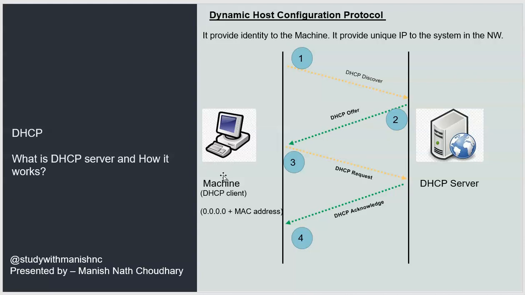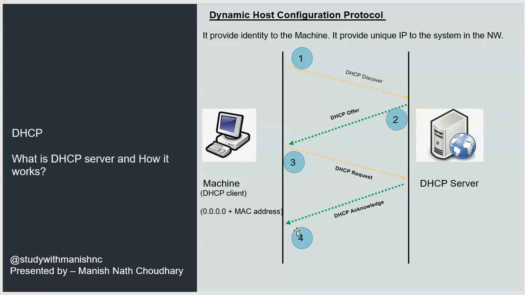Then the machine confirms that, okay, I like this IP address, can you assign this IP address, in the third request. When the DHCP server gets the third request, it sends the fourth request: now I'm booking your IP address, but you need a couple of other pieces of information in your machine so that you will be part of that network.